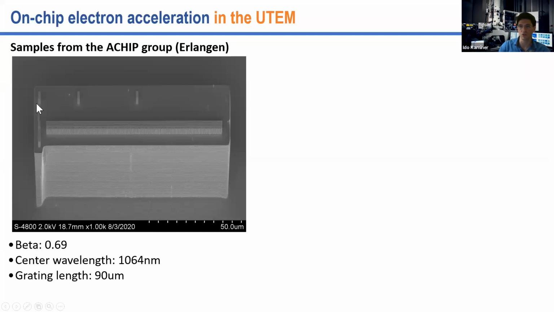And this is super recent. Those are structures sent by Erlangen. This is actually what's happening in the lab right now. And if we had a few more days, I'm sure we will already have results from that as well.